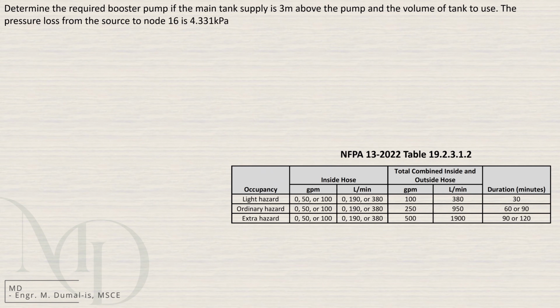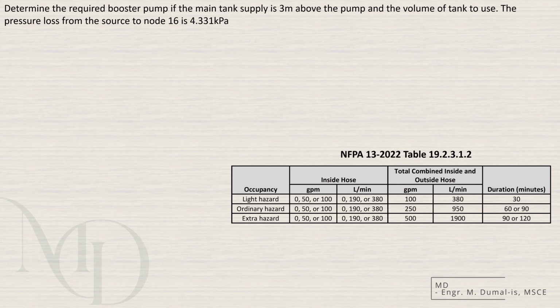This is example number 5. We are asked to determine the required booster pump if the main tank supply is 3 meters above the pump, and to find the volume of the tank to use. The problem also states that the pressure loss from the source to node 16 is 4.331 kilopascal.